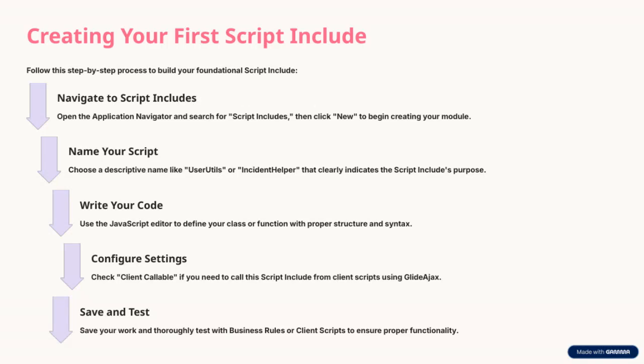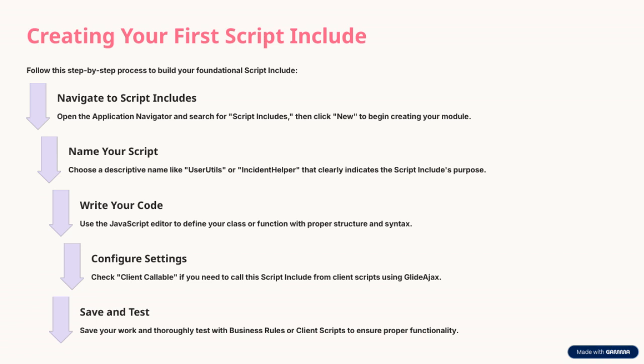All right, now that we've created our script include, it's crucial to save your work and thoroughly test it. Make sure to verify that all the business rules or client scripts that interact with this script include function correctly. This step helps catch any issues early and ensures everything works seamlessly in your environment. Next, if you plan to call this script include from client-side scripts, don't forget to check the Client Callable box. This option allows you to use Glide Ajax for server communication, which is essential for any client-server interactions.